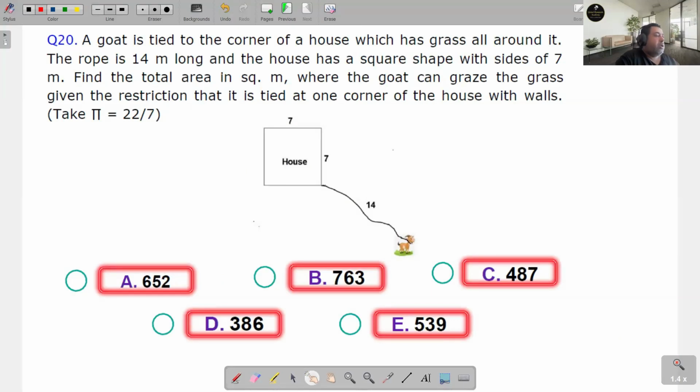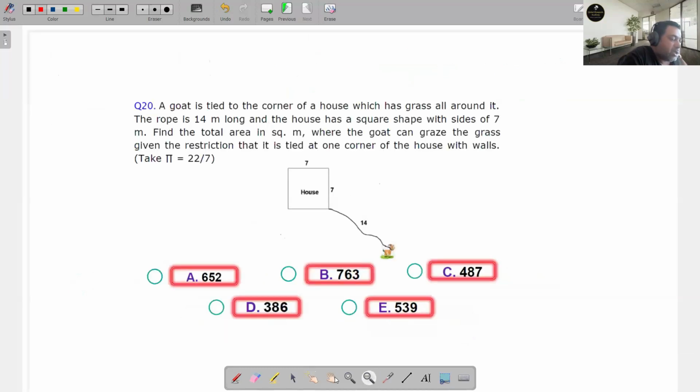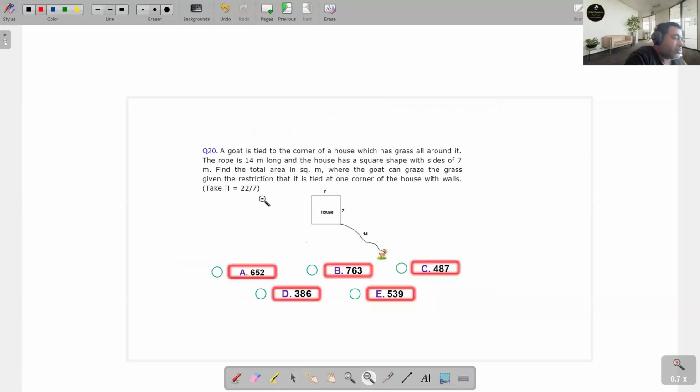Question 20. A goat is tied to the corner of a house which has grass all around it. The rope is 14 meters long and the house has a square shape with sides of 7 meters. Find the total area in square meters where the goat can graze the grass, given the restriction that it is tied to one corner of the house with walls. Okay. All right. So let's make the working space a little larger and let's try and solve this question.